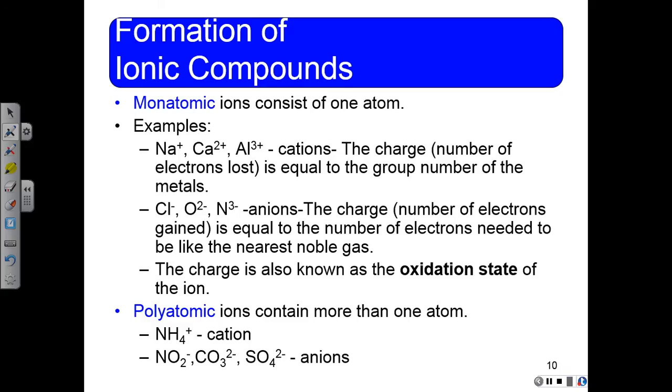We won't look at these today, but polyatomic ions contain more than one atom. So this whole group of atoms bears a -1 charge, or this whole group, this is carbonate, bears a 2- charge. So we will use these soon, but not today.